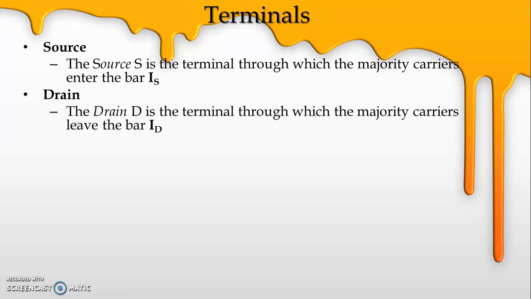Then drain. The drain D is the terminal through which the majority carriers leave the bar. In this condition we have N channel, so the majority carrier is electrons. Flow of electrons is from source to drain, and flow of conventional current is from drain to source, and the current passing through the drain is denoted with ID.